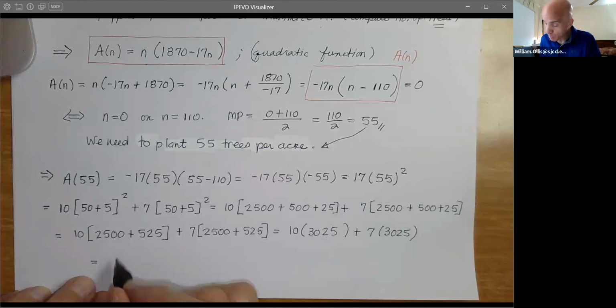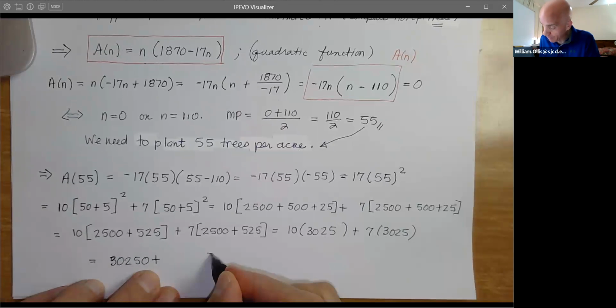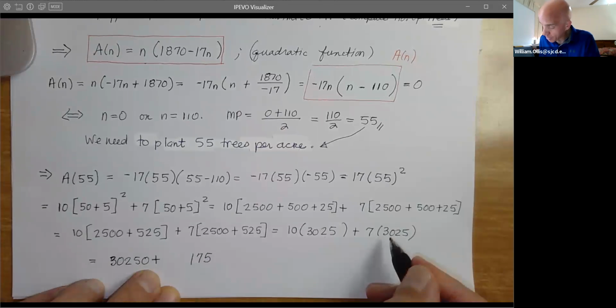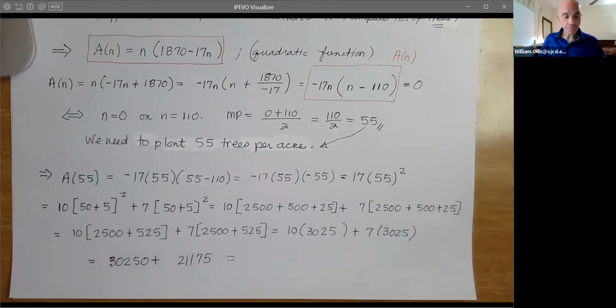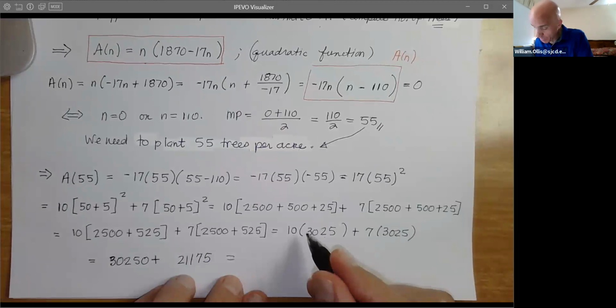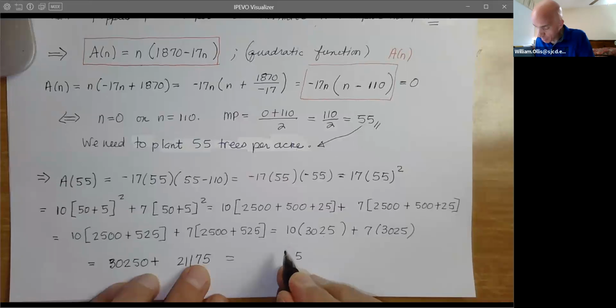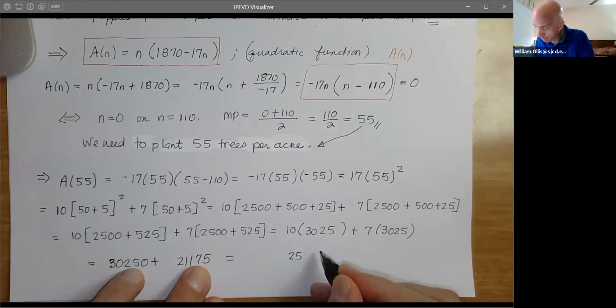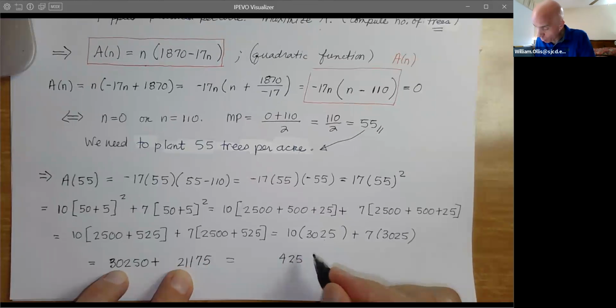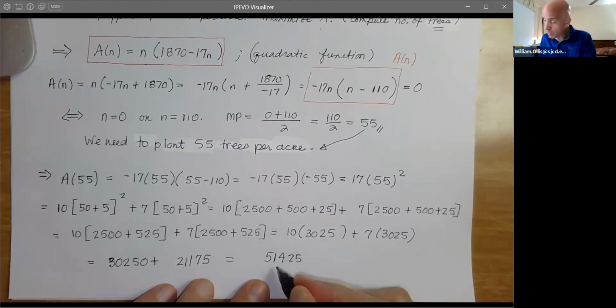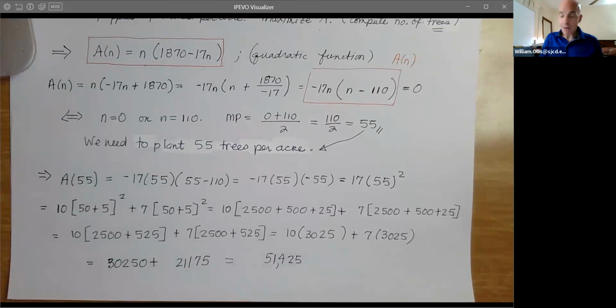10 times anything just means adding a 0. So 30,250. And then let's multiply by 7. So that's a 5 with a 3. So that's a 17 with a 1 and then a 21. So 21,175. So let's add these up. So we get a 5, and then we get a 7 and a 5, that's a 12. And then a 1, so that'll give us a 4. And then a 1 and a 5. So we get 51,425 apples.